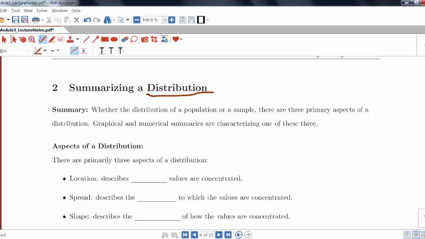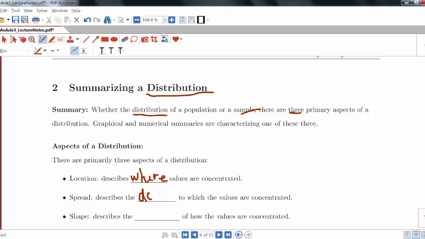So in this section, this would go with Dr. Reyes's Module 3, Video 2. We're looking at a distribution, and a distribution is really just a representation of the population or a sample, like through a table or through a graphic, kind of the shape, the center, how spread out it is. It really helps to characterize a distribution with three different aspects of it. So the location really describes where the values are concentrated.